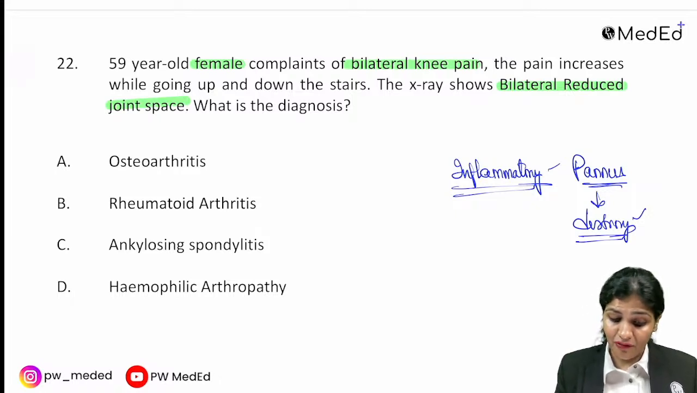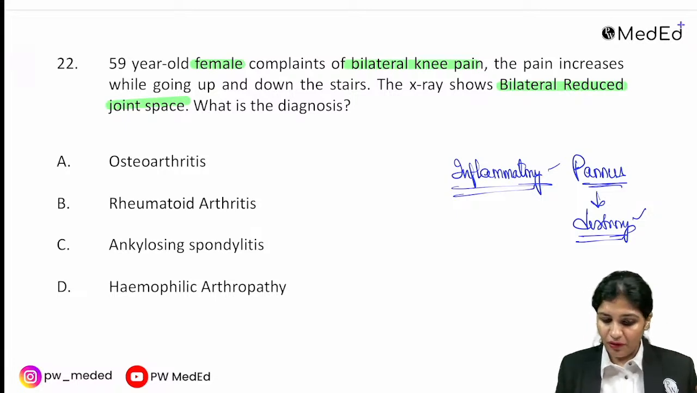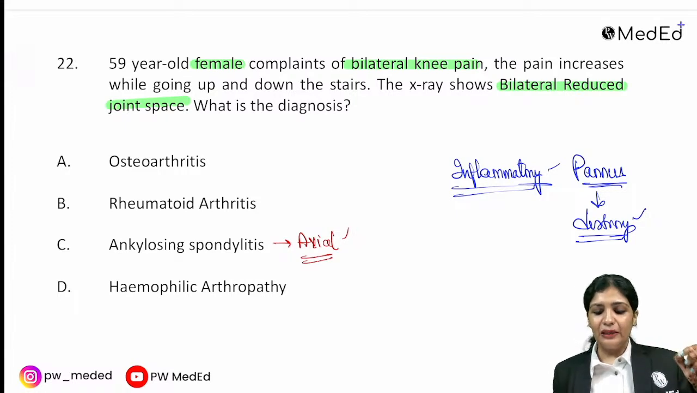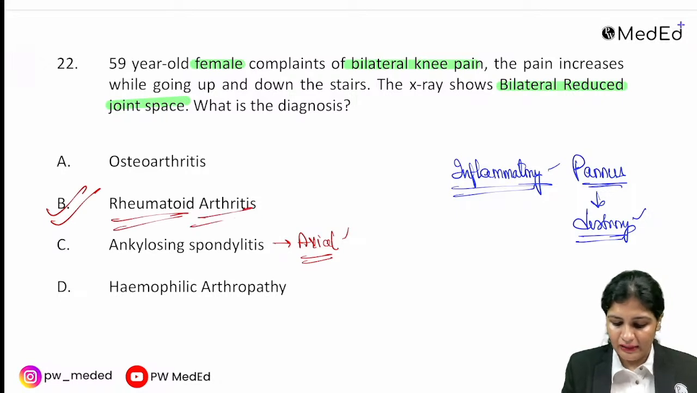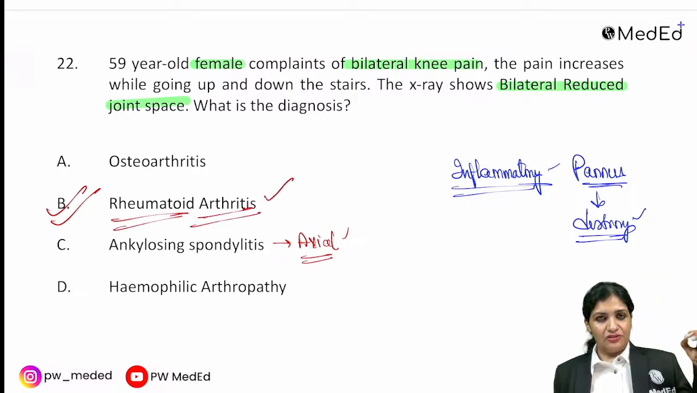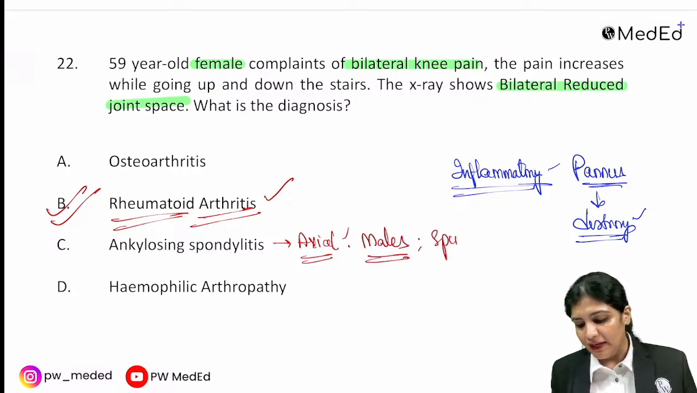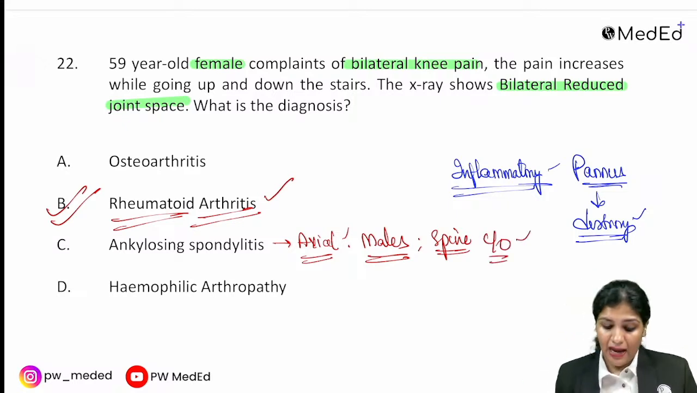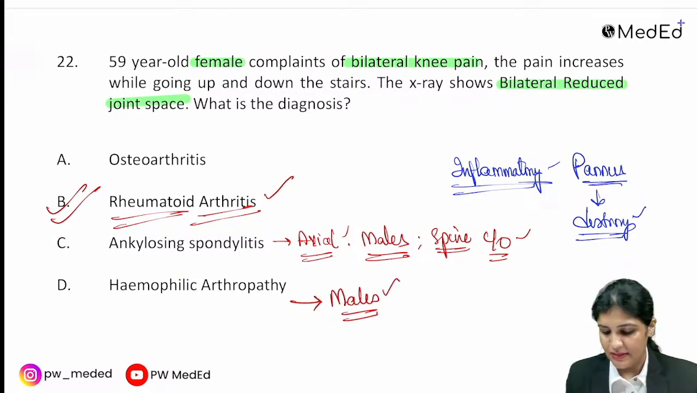So here in case of inflammation, again we have ankylosing spondylitis and rheumatoid arthritis. But ankylosing spondylitis, if you remember, mainly involves the axial skeleton, and as this question involves a female and the knee, the most likely answer is rheumatoid arthritis, because ankylosing spondylitis is mainly seen in males, and it is mainly the spine which is the complaining segment. And hemophilic arthropathy could be, but again this is seen in case of males, right?